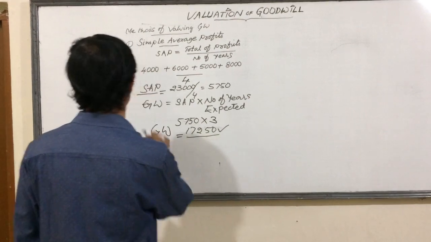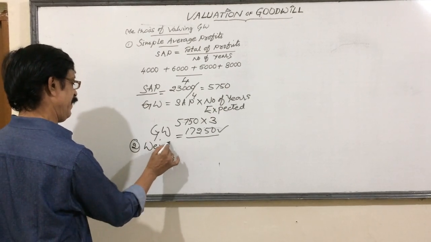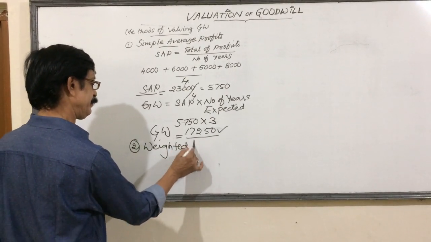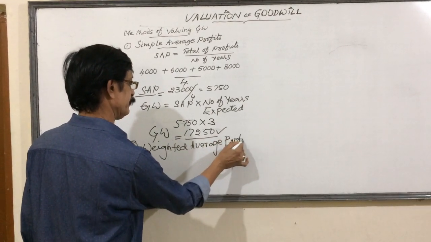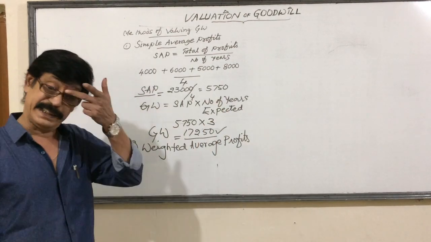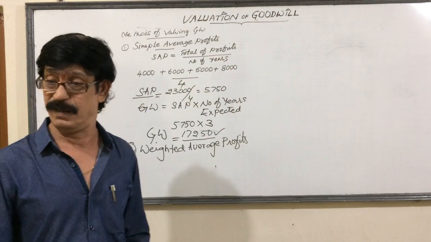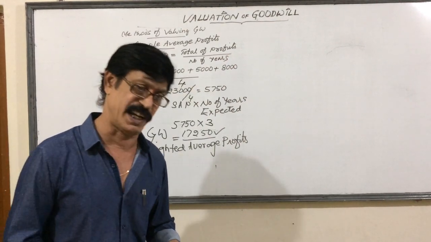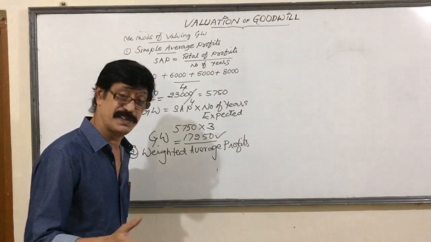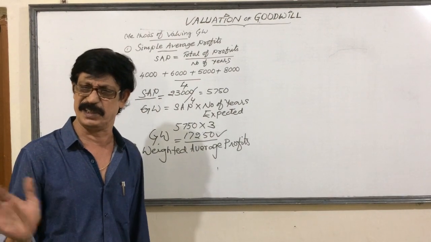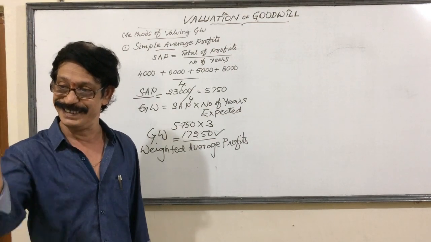Now, second method, weighted average profits method. When will we take weighted average into consideration? I told you, in the simple average, when the profits are in ups and downs, when the profits are fluctuating, better to take simple average. But right now, the profits are always increasing, gradually increasing. There is no question of decreasing. Understanding? Profits are always increasing.